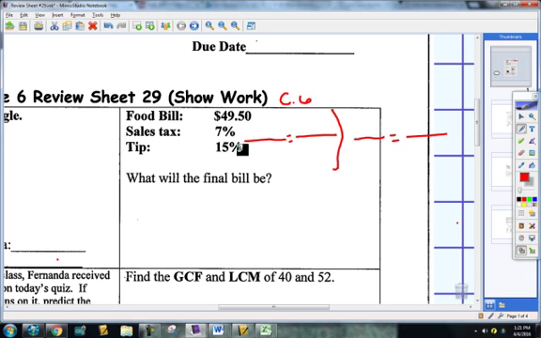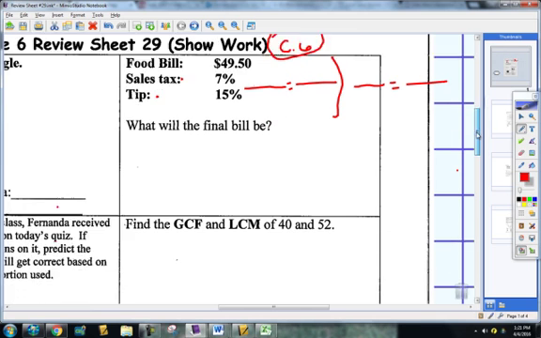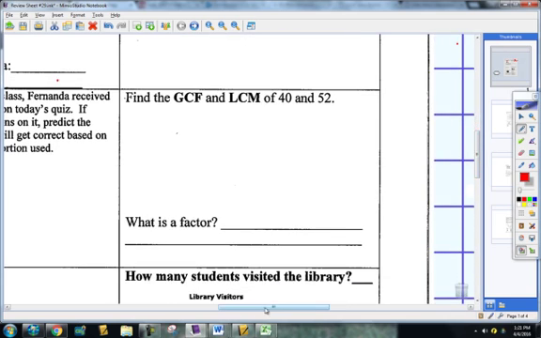So you could do 2 proportions here, one representing tax, one representing tip. There is another way you could do it without the proportion, and I'm fine with that method as long as you know what method that is. So there are 2 methods. This is the method that I would want you to probably use, though. It seems to be the one you guys use the most.